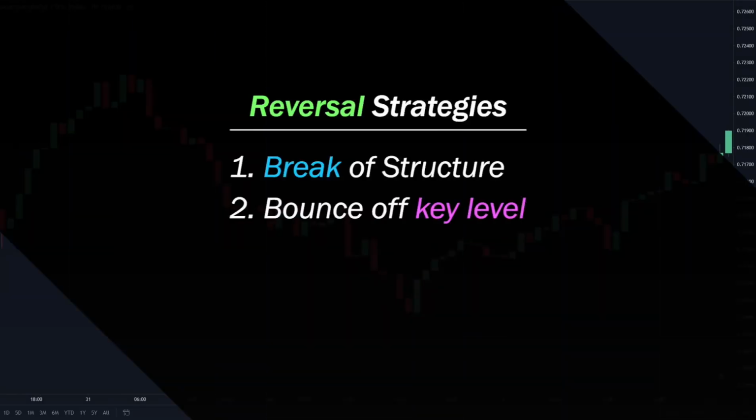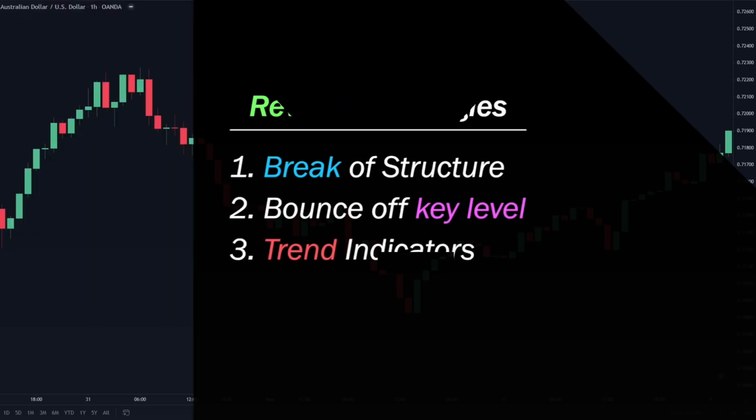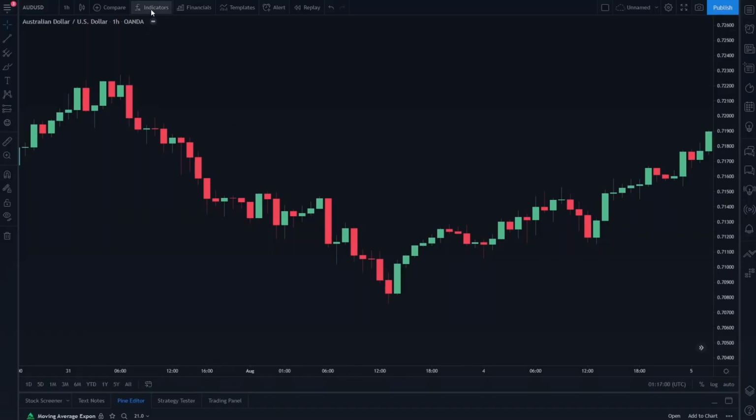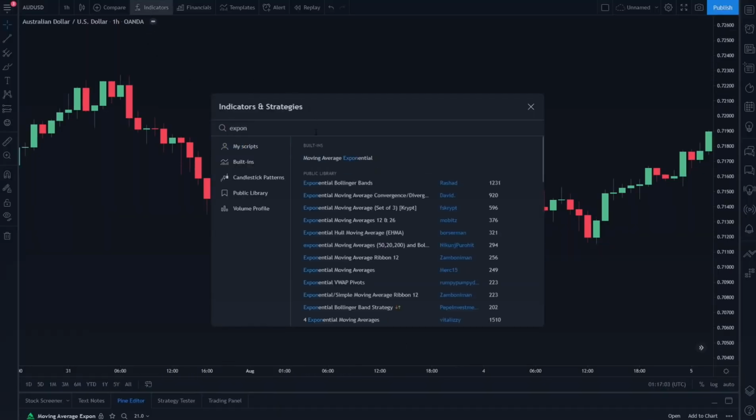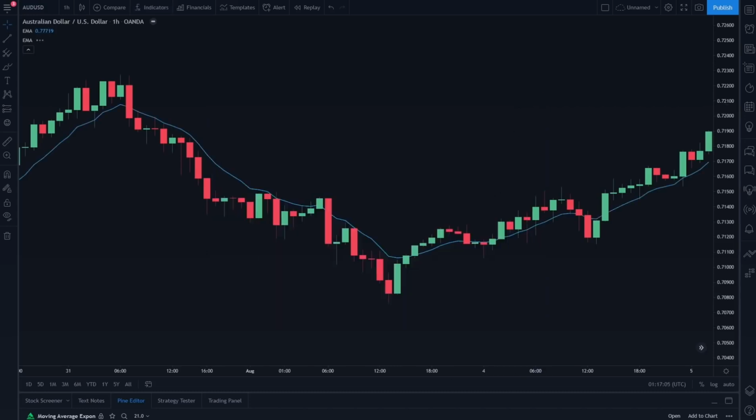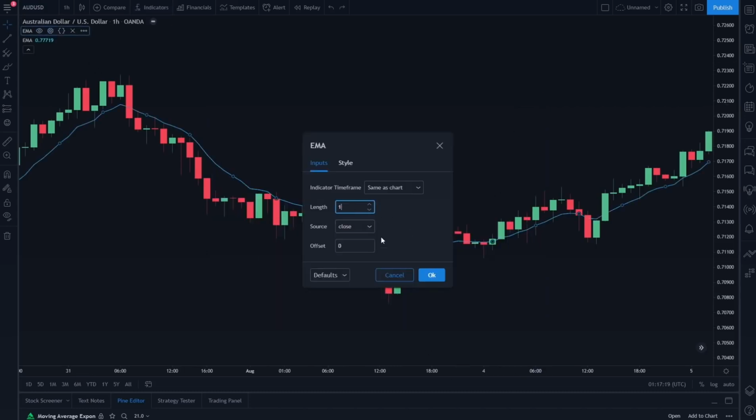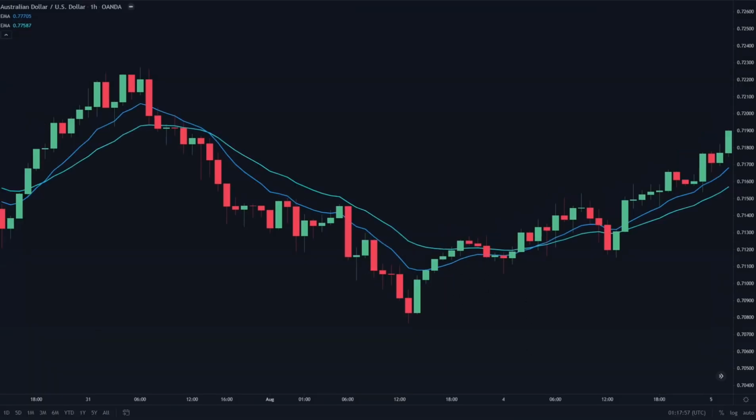Now, moving on to the third strategy for spotting reversals, which is by using trend indicators like the exponential moving average. And this is how it works. So first, go to the indicator section, type in exponential moving average, and apply 2 of it onto your charts. For the settings, set the first one to 10 and the second one to 20. So now you have 2 EMAs applied, and the way we read this indicator is very simple. If the line crosses above, it indicates that the market is uptrending, and if the line crosses below, it indicates that the market is downtrending.